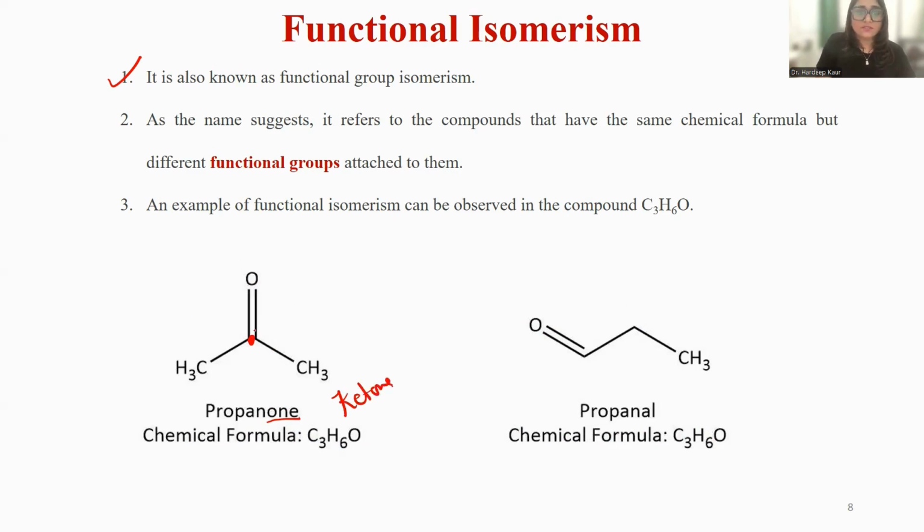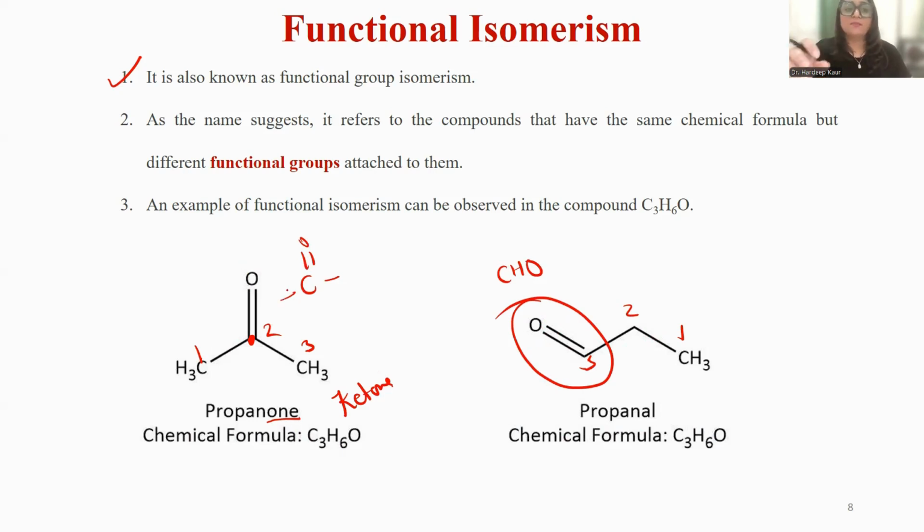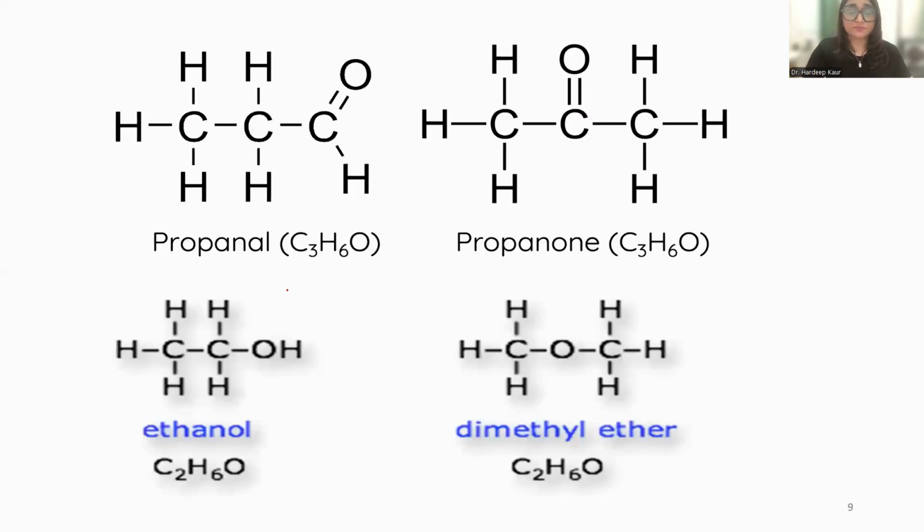Okay, it is ketone, first, second, and third. But when it is attached to this first, second, third, now it is not ketone, it is aldehyde group, CHO. Here it is CHO and here it is C double bond O. So when a functional group refers to compounds that have the same chemical formula but different functional groups attached to them, it is called functional isomerism.